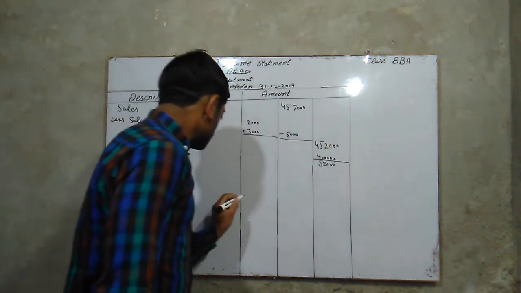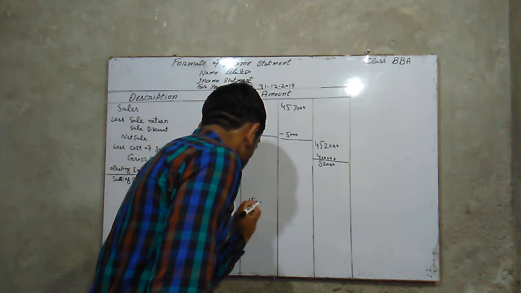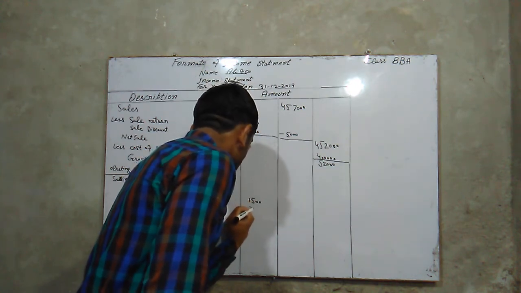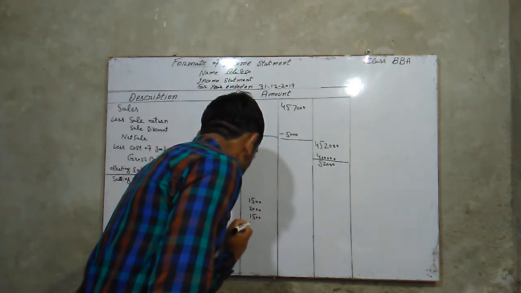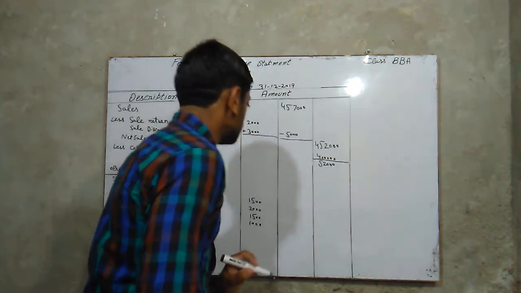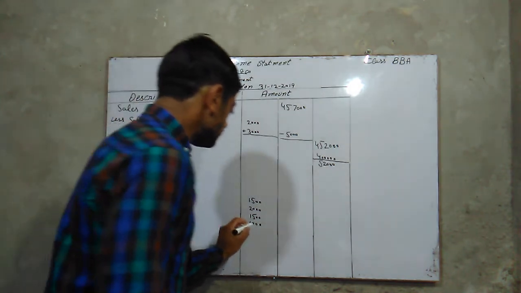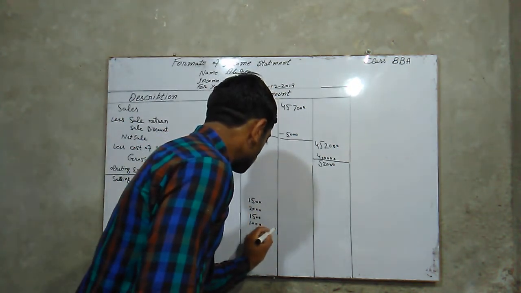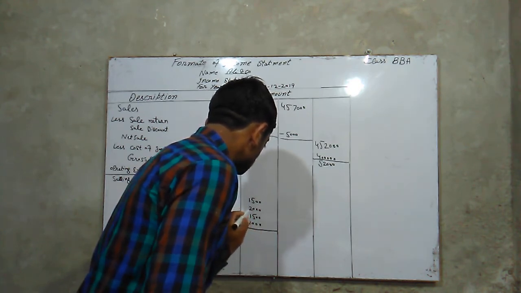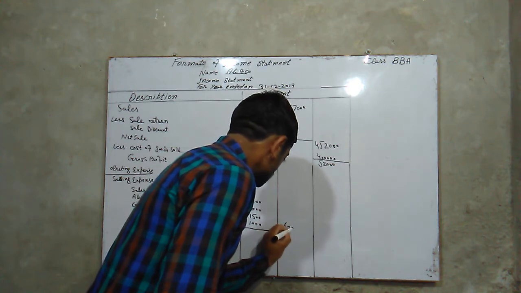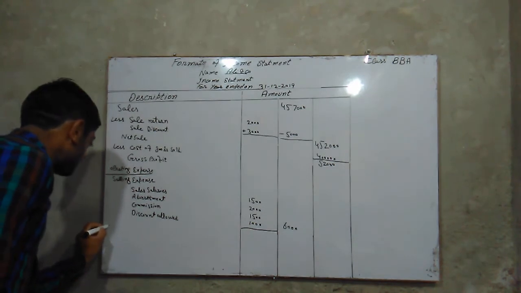Sales salary will be like 15, advertisement expense 2000, commission 15, discount 1000. So the value of selling expense is 6000. So next, administrative expense.